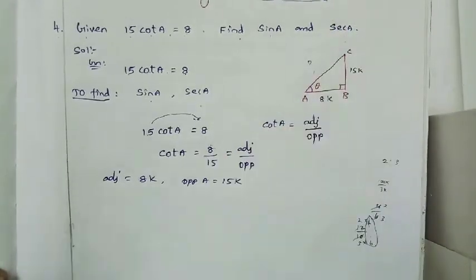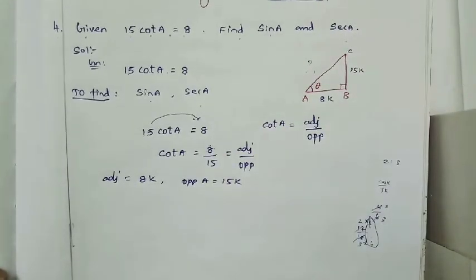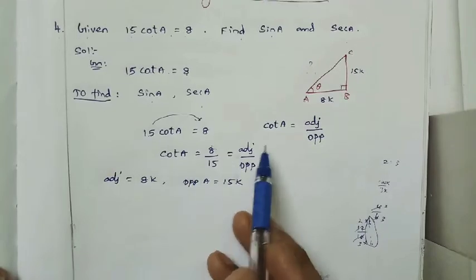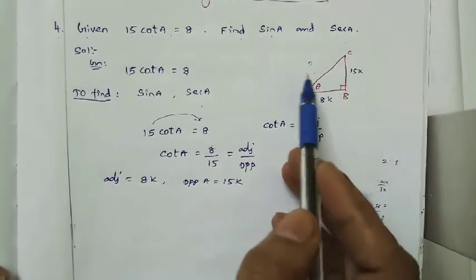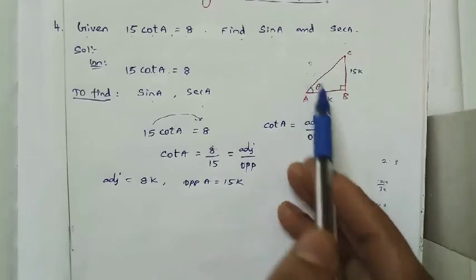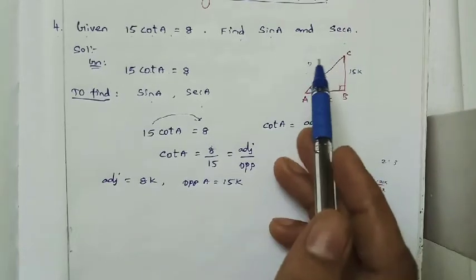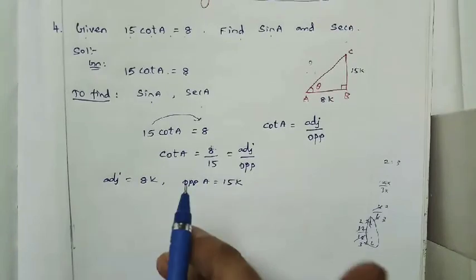Same thing with secant A. What is the formula for finding secant A? Hypotenuse divided by adjacent side. We know the adjacent. If we find the hypotenuse, then hypotenuse divided by adjacent is equal to secant A. Directly we can find it. Understood? That's very important.